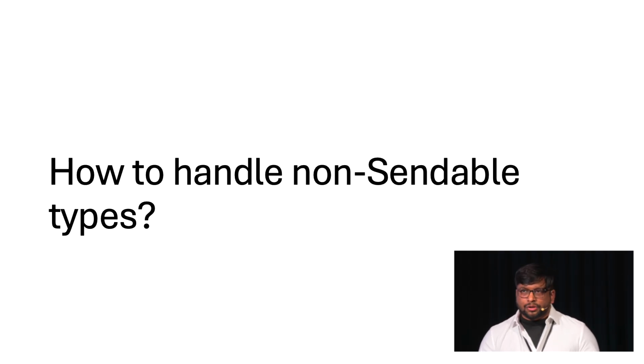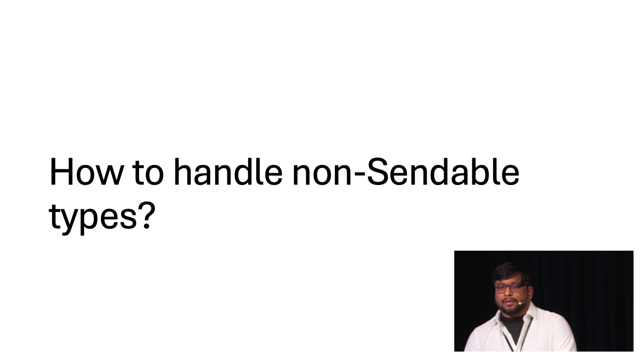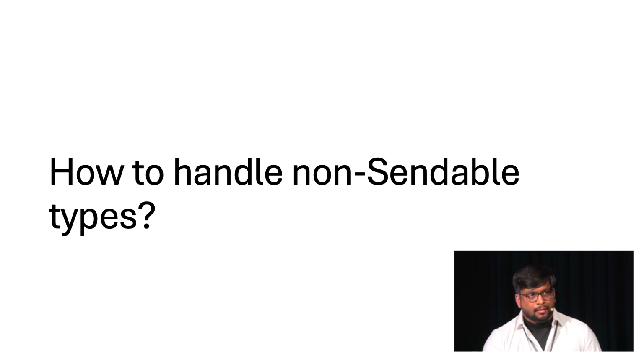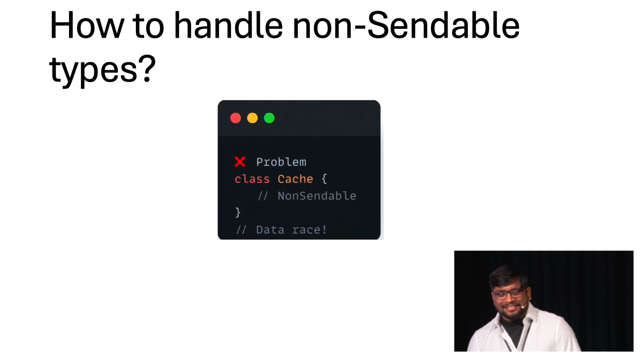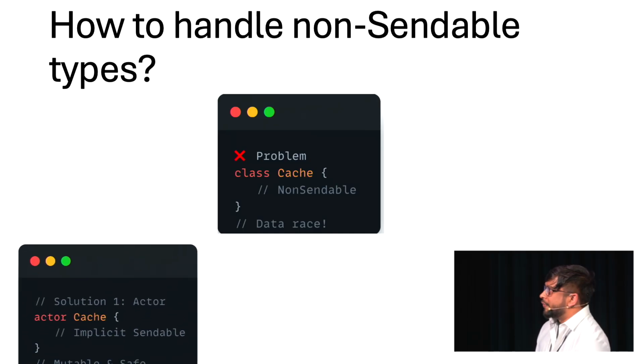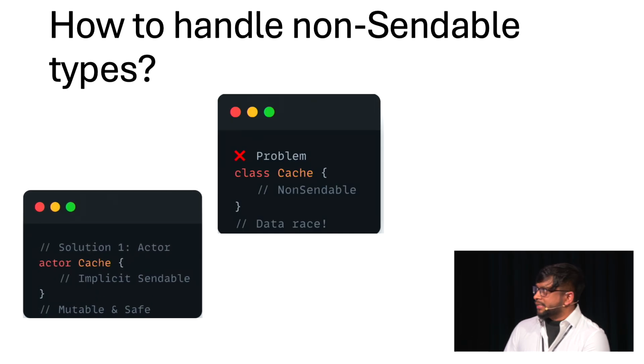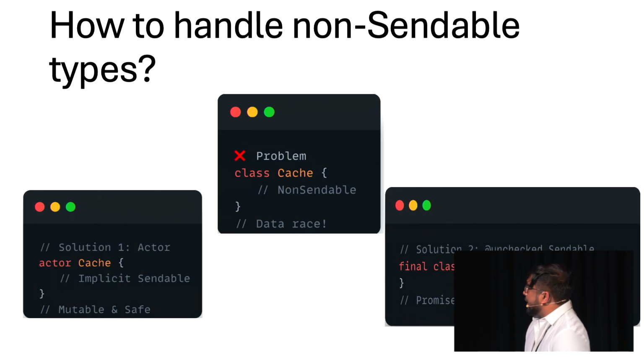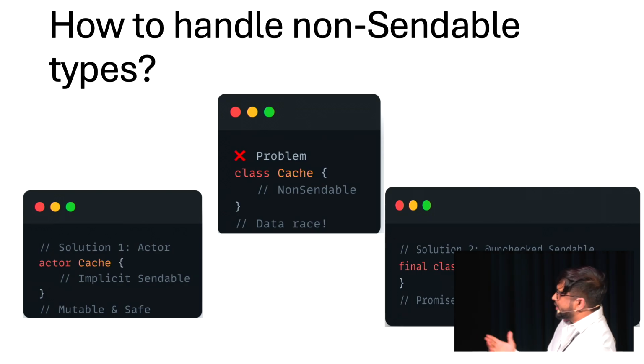Before we dive in, let me ask you a question. How do you handle non-Sendable types in your concurrency model? Any guesses? So this is a classic example of a non-Sendable type that produces a data race. To resolve this, we wrap it in an actor. It's implicitly Sendable, and mutable and safe. Otherwise, you use @unchecked Sendable, and we promise the compiler that it's safe.